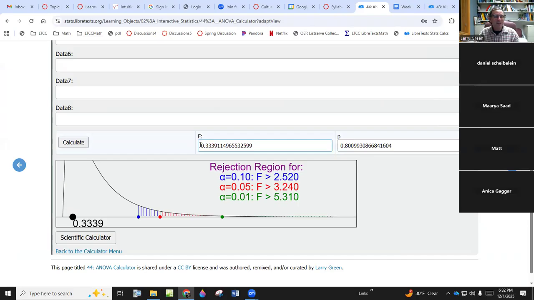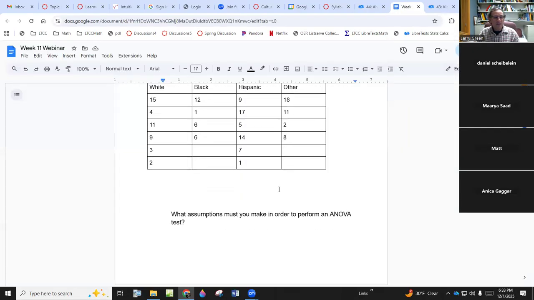And for ours, our test statistic was about 0.3339 or so. And our p-value is about 0.8099, or 0.8 is good enough. It does show, again, I made sure that you can see the picture. It shows the rejection region for 0.1, 0.05, and 0.01. We're way over here. We're not even close to the rejection regions, no matter what your level of significance is.